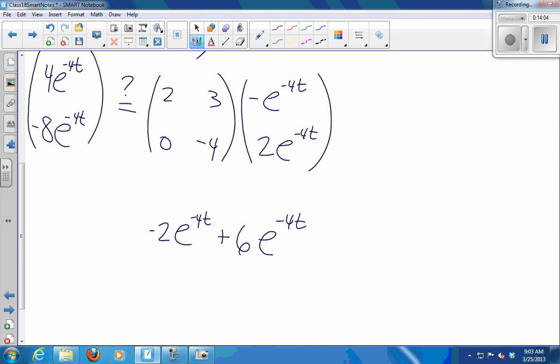Okay, so you have the 2 matches up with the first component of the vector, the 3 matches up with the second component of the vector. You multiply the parts that match up, and you add them together. Then we do the same thing with the second row, the 0, negative 4. So I end up with 0 on top of the first component of the vector, so I get 0. And then the negative 4 is on top of the 2e to the negative 4t, so I get negative 8e to the negative 4t.